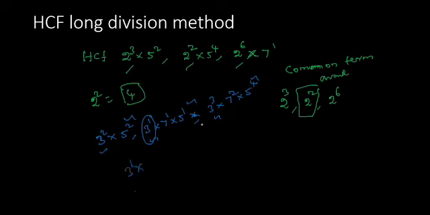Now, the minimum term for 5 is 5 to the power of 1. So, now in this case 3 into 1 and 5. So, the answer is 15. So, the HCF in this case is equal to 15 for this term. So, that is called the HCF long division method.